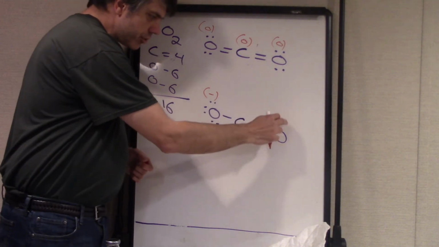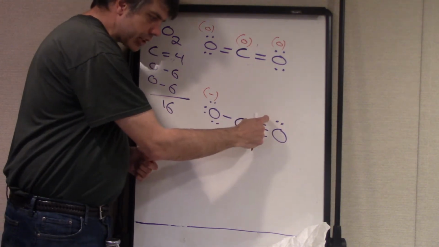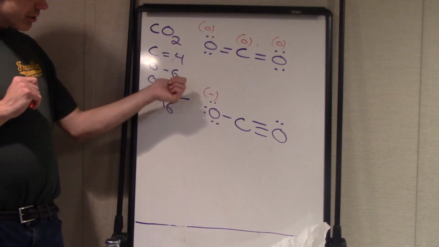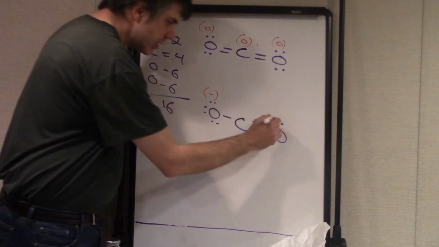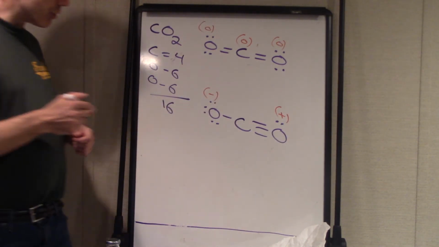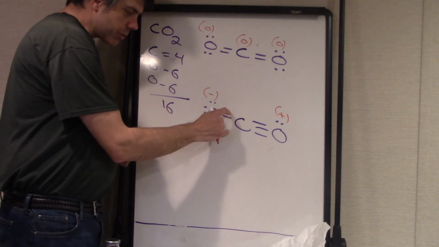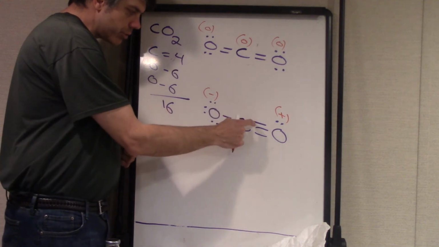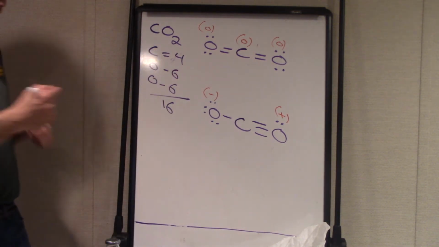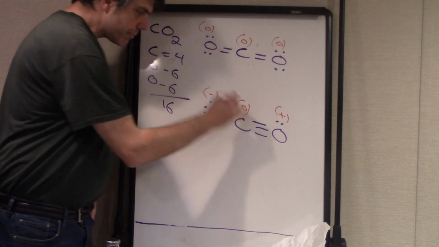Oxygen on the right, 2, and then 1 from each of the bonds, 3, 4, 5. 5 formal electrons compared to 6 valence electrons makes a formal charge of +1. The central carbon, no lone pairs, but 1 from each of the bonds, 1, 2, 3, 4. That's going to match our valence electrons, formal charge is 0.